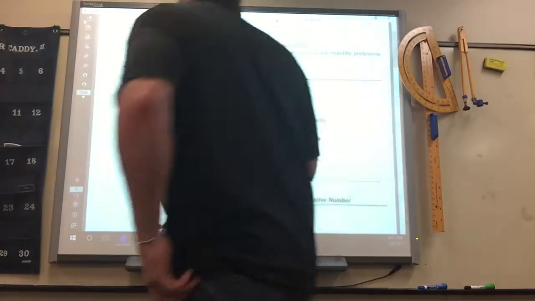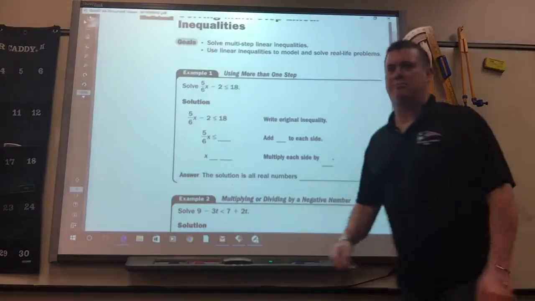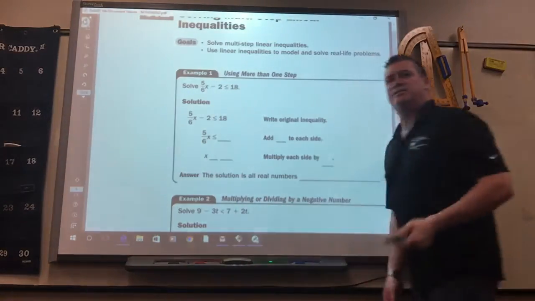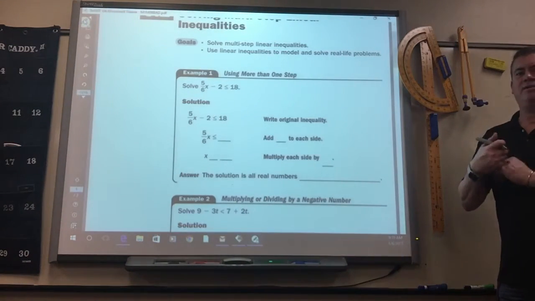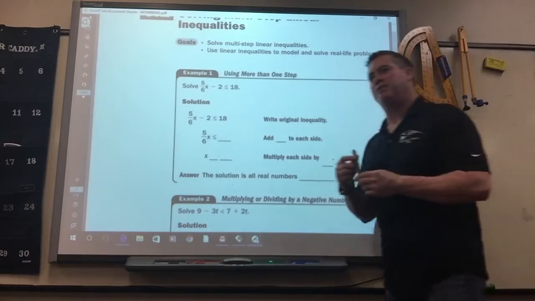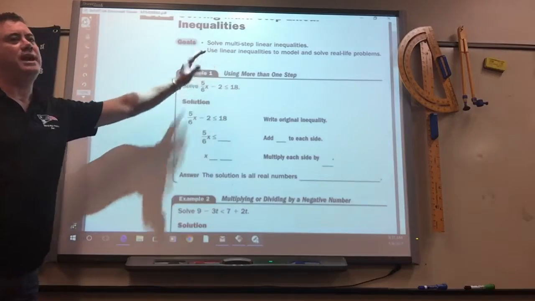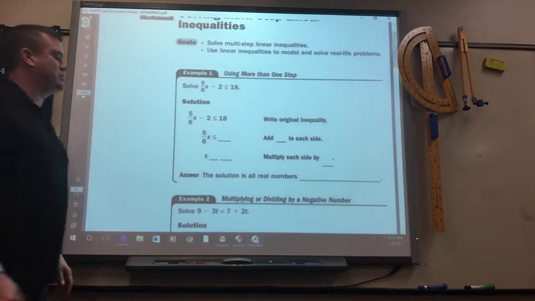So again, these are exactly like solving an equation. It's just they have greater than, less than signs in it. So the one thing you got to remember is if you ever multiply or divide by a negative, you got to switch the direction of the sign. Other than that, it's exactly the same as solving an equation.